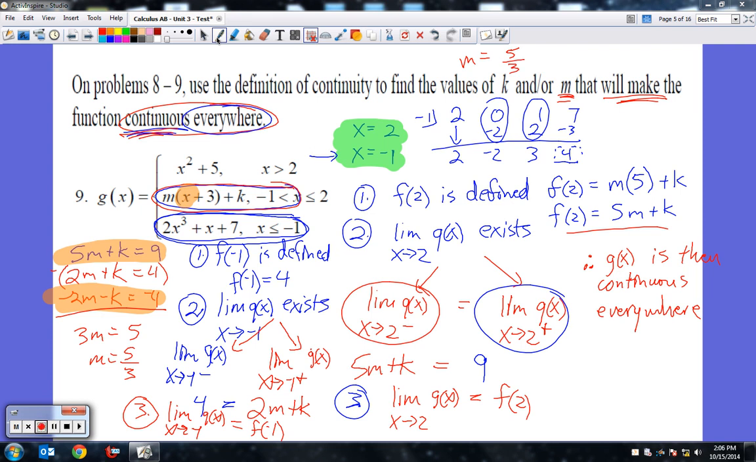Now we can plug this m back into either of these two equations to get k. Let's use the first one. So if I plug it in, I'm going to say 5 times 5/3 is 25/3 plus k is equal to 9. So if I subtract, I'll get k is equal to 9 minus 25/3. Change 9 to 27/3, common denominator, and I'm going to get k is equal to 2/3. And there is all your work and answers.